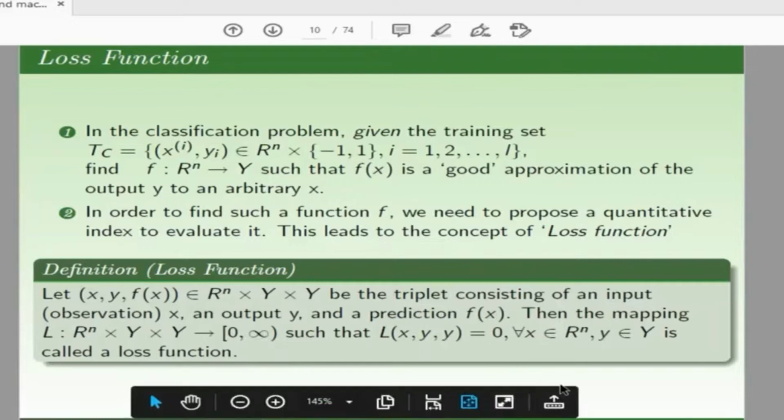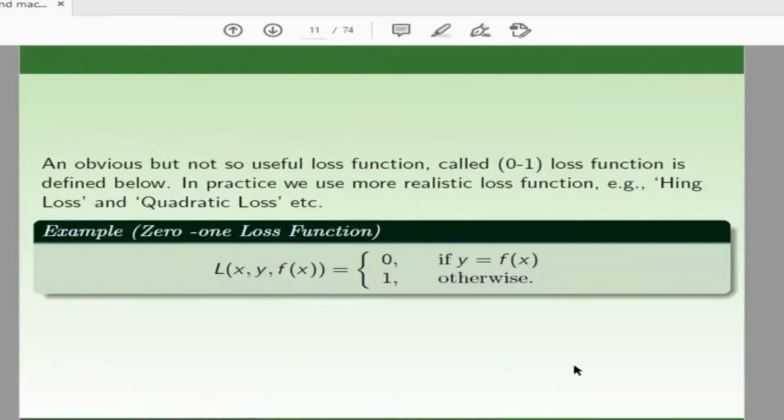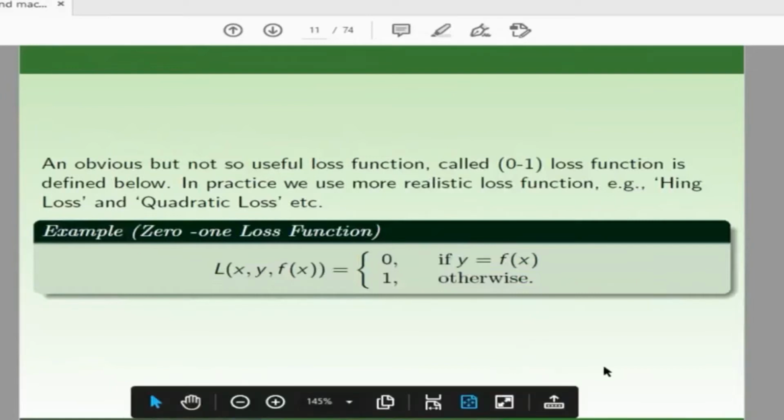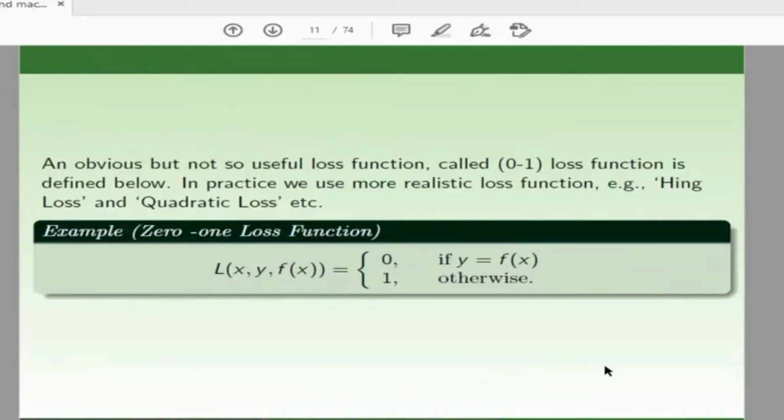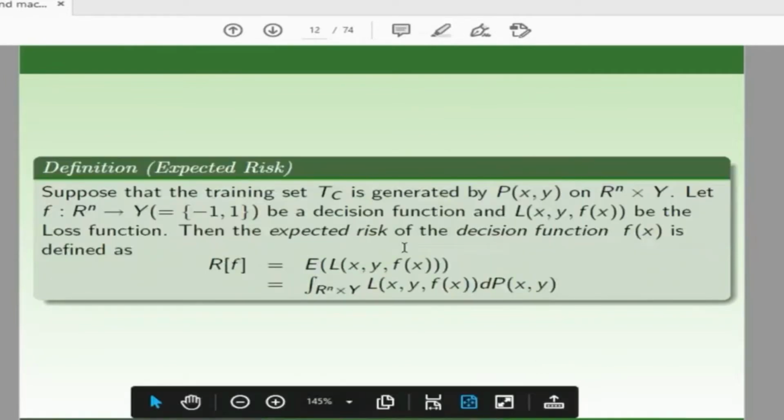So the loss function essentially says that if your prediction is the same as the output, then the loss is zero. Otherwise, the loss is positive. Of course, from a practical and algorithmic point of view, we also assume that the loss function is continuous, convex, and so on. But theoretically, a loss function is simply a function which associates the value zero if the prediction equals the output, otherwise the loss is positive. Now there are so many loss functions that we shall discuss in a moment.